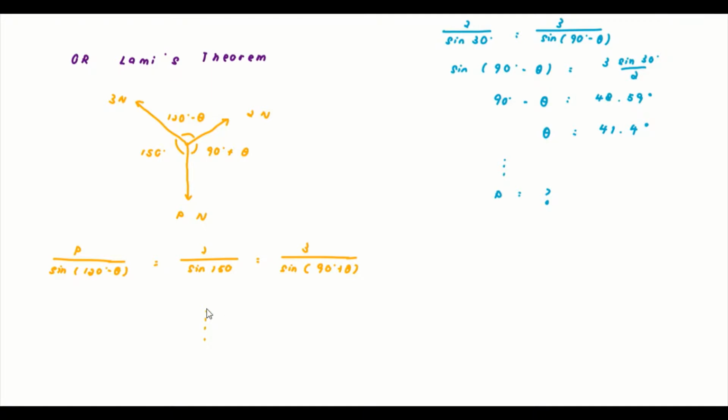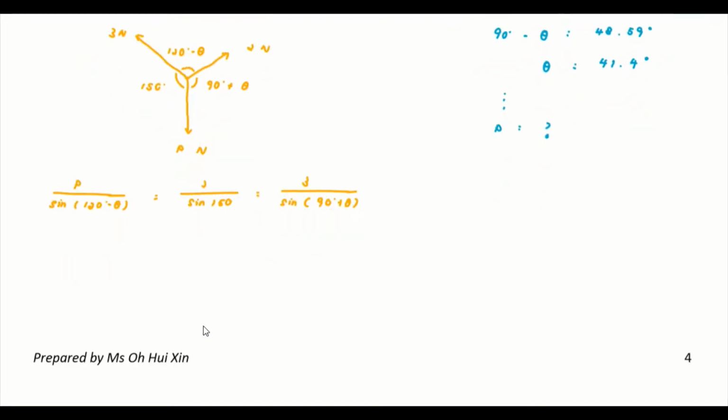So let me quickly write down the working here if you want to try it out. I can take this part first. So 2, oops, I'm sorry. 2 over sine 150 is equal to 3 over sine 90 plus theta. Okay, so sine 90 plus theta will be equal to 3 sine 150 divided by 2.